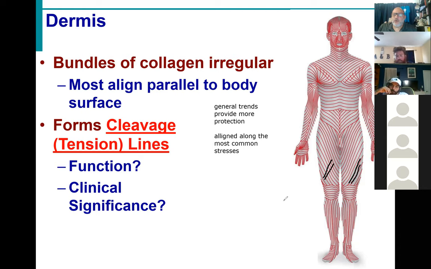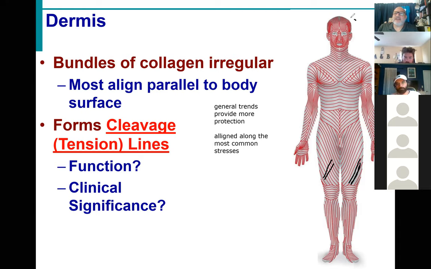Yeah, absolutely. Which one is more likely to scar? Which one is more likely to heal better? Is it better to cut with the lines of cleavage or against the lines of cleavage? Yeah, it's much better to go with. With the lines of cleavage, you're much more likely to reduce the scarring, to minimize the change in the skin as a result of that.